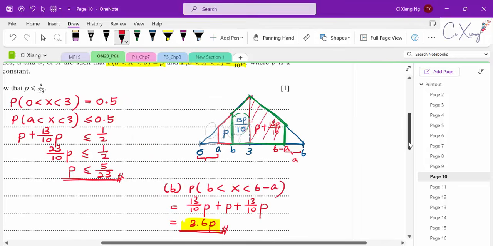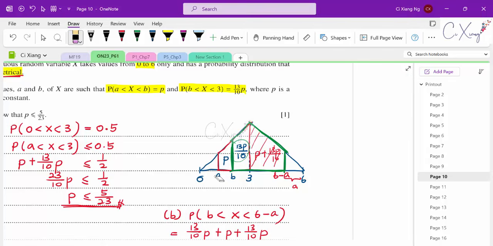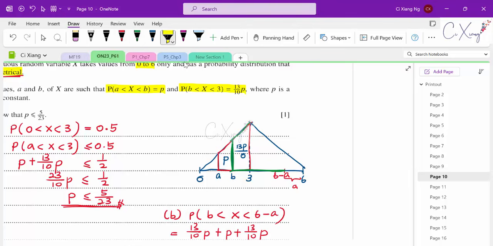Since they want us to calculate the value for A, you can see that A is here now. Maybe I try to erase all this first so that you won't see it so messy. Now, because we want to find the value A, to help me find it, I want to focus on this highlighted area here.